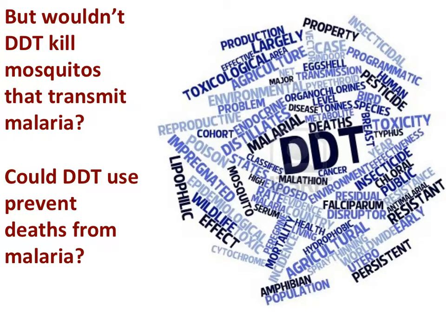But as the Western world banned DDT and the UN pushed all countries worldwide to ban DDT, the question is, wouldn't DDT kill mosquitoes that transmit malaria? Could DDT use prevent deaths from malaria? So what happens to the number of malaria cases if DDT is banned?